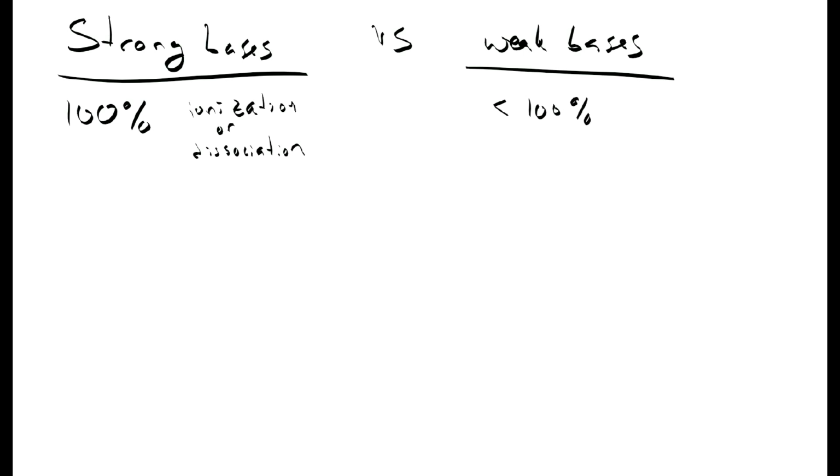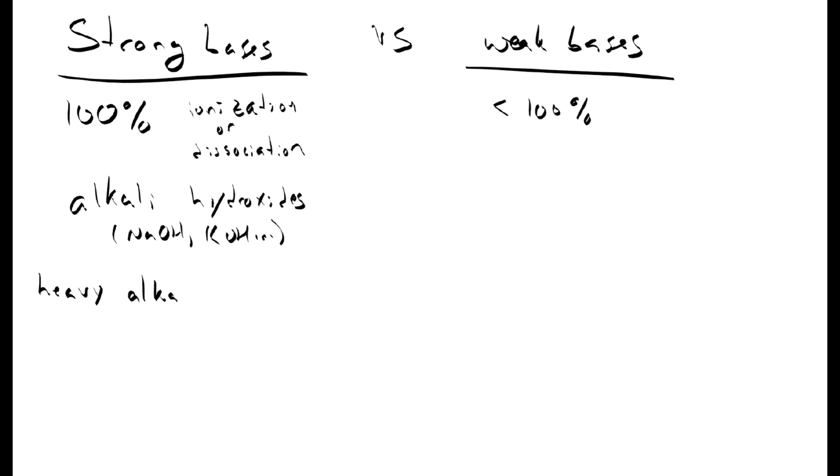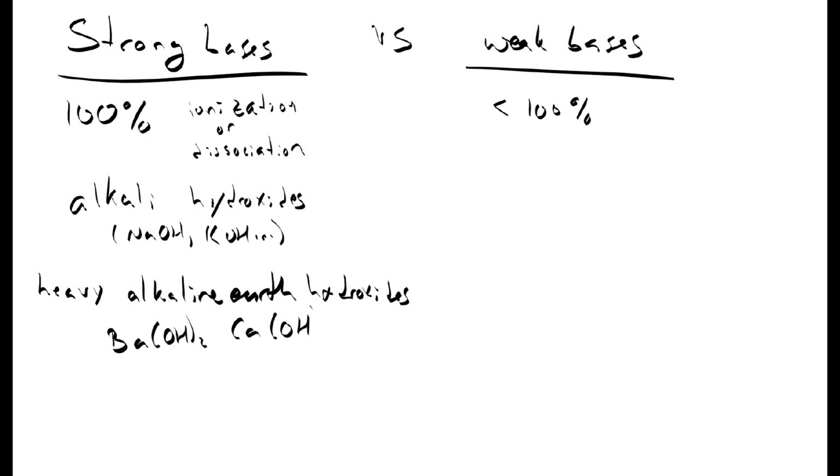So the strong bases are the alkali hydroxides. So that would be sodium hydroxide, potassium hydroxide, etc. Let's go ahead and put "etc." because those aren't the only two. And the heavy alkaline earth hydroxides. Okay. So those are barium hydroxide, calcium hydroxide, and strontium hydroxide. And those are all of your strong bases.